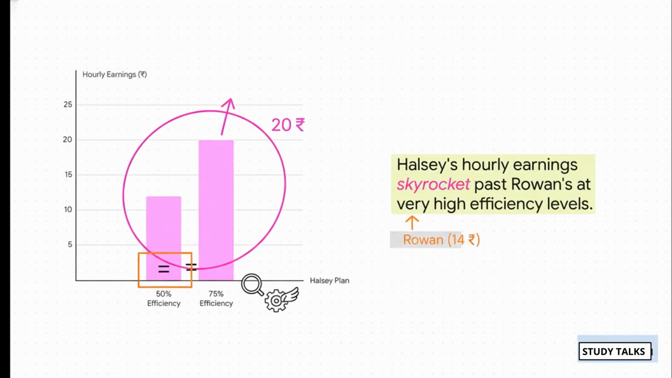And this chart shows that perfectly. Look on the left. When a worker saves 50% of the time, both plans pay out the exact same hourly rate. But now, look to the right. When the worker gets really efficient and saves 75% of the time, look what happens. Halsey's payout goes through the roof, all the way to 20. Rowan's goes up too, but it starts to taper off at 14. That's that employer protection we were talking about, right there in the numbers.